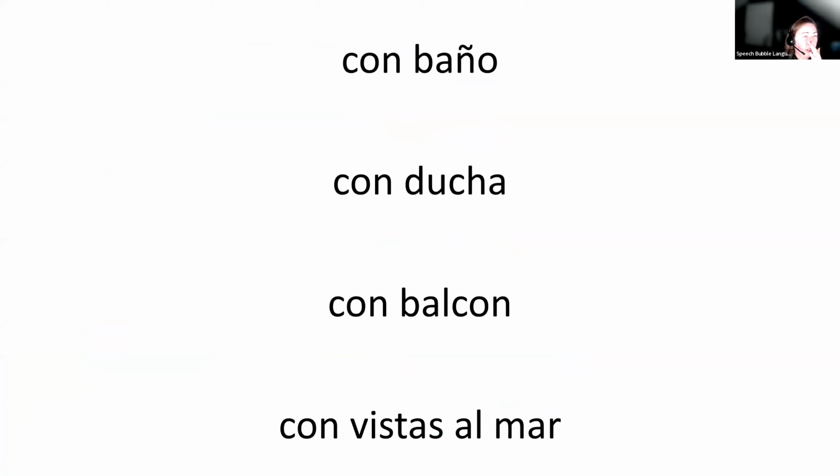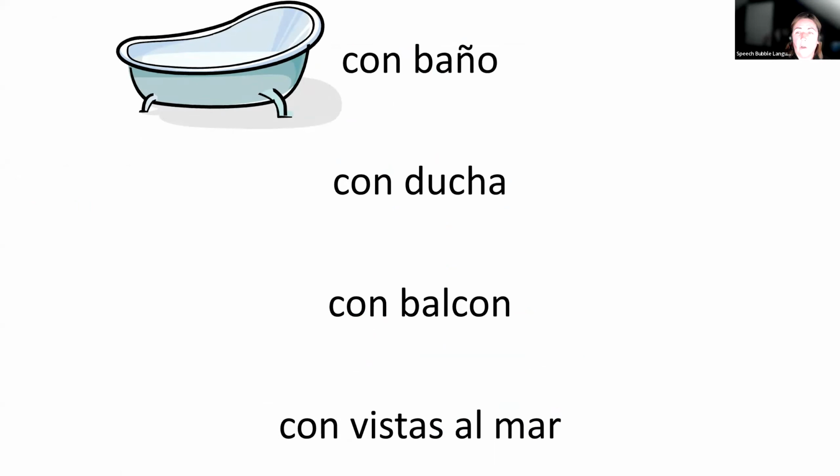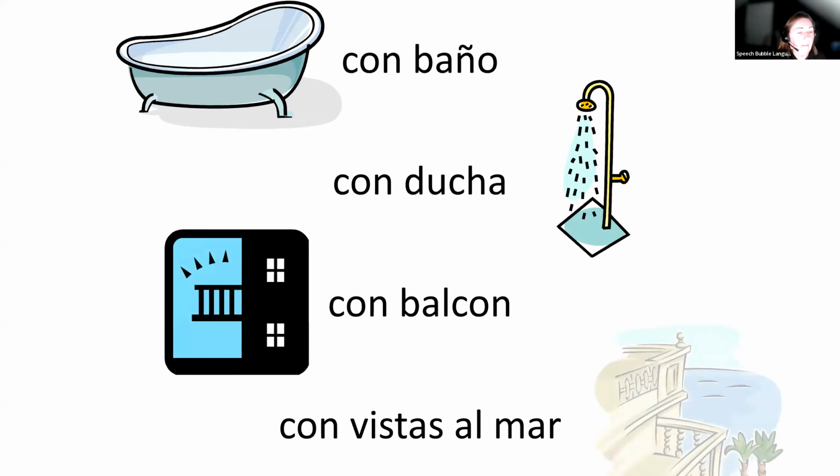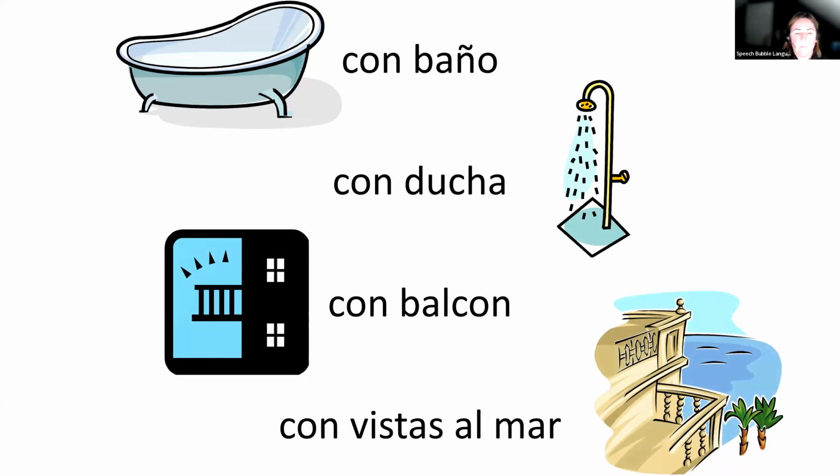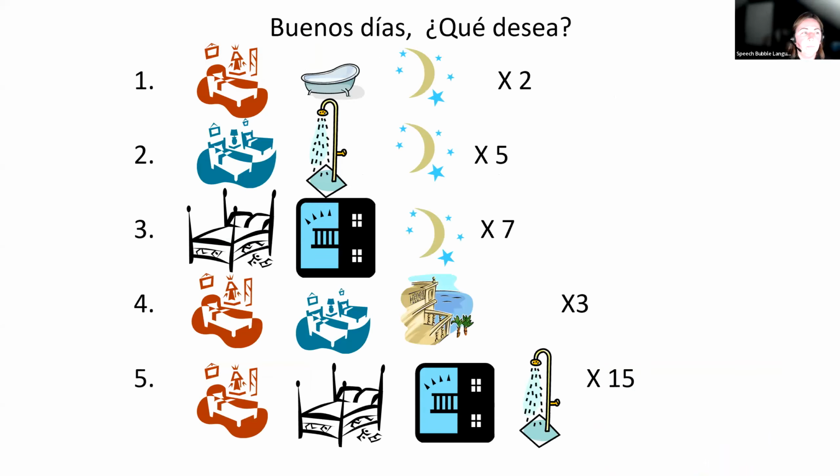Okay, so we have con baño, con ducha, con balcón, con vistas al mar. You just pop yourself on mute for a second. I just want you to repeat these. Con baño, con ducha, con balcón, con vistas al mar. So we have el baño is a bath, ducha is a shower, balcón is our balcony, and vistas al mar, sea view. Okay? Okay, take yourself off mute.